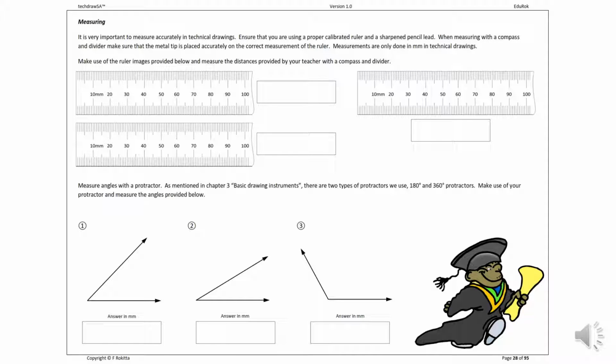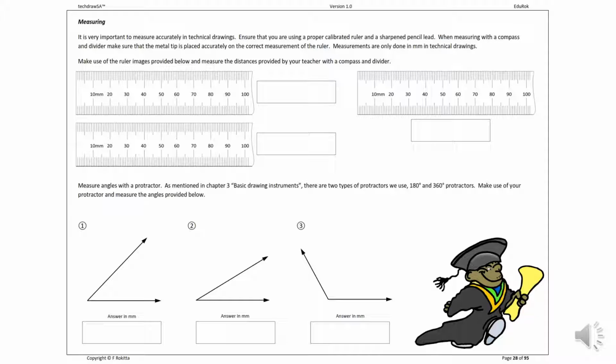This is page 28 of the workbook. Here we cover measuring. It is very important to measure accurately in technical drawings. Ensure that you are using a proper and calibrated ruler. Always make sure that your pencil has been sharpened.